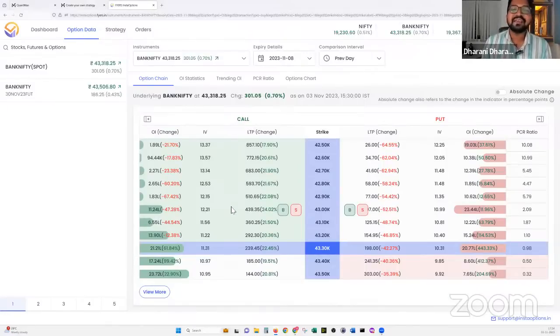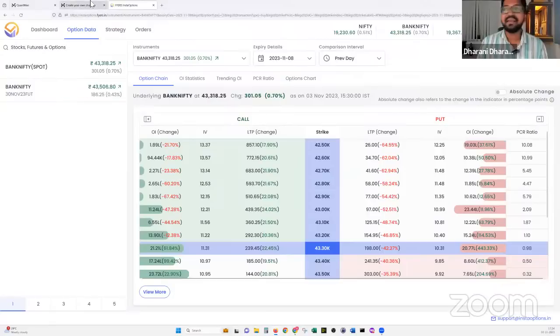So it should be the 439. It's not 360 because there is a very slight variation. So 439.35, which is the 43,000 strike price, we'll be buying it.